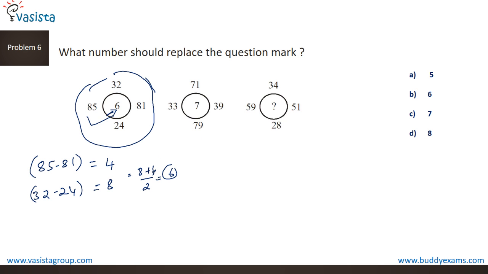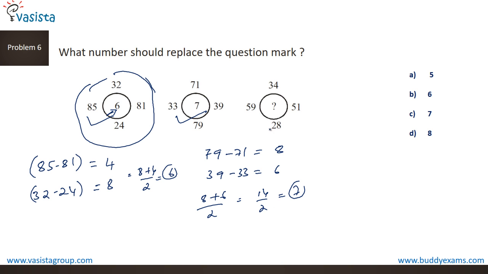Right. Similarly, now we got the logic, that is the opposite side difference and the average of those two numbers. That's it. See, 33 and 39. So let us go with this. 79 minus 71, 8. Right. 39 minus 33, which is going to be 6. So 8 plus 6 is 14, divided by 2, we will get 7.